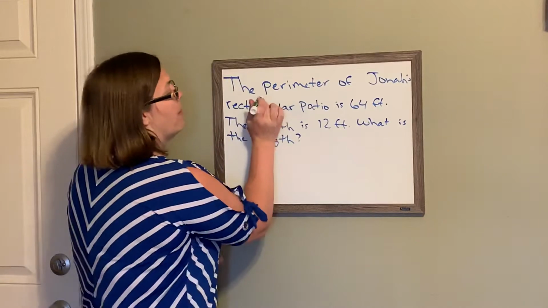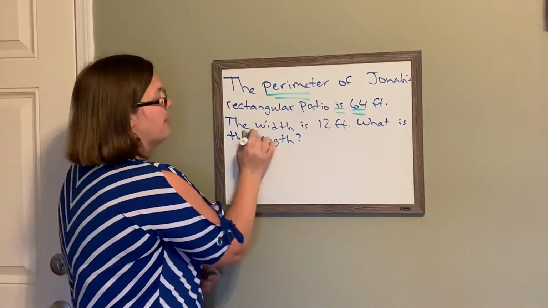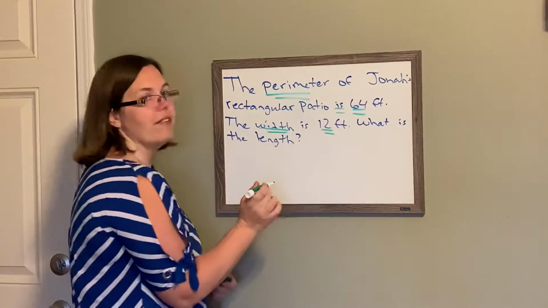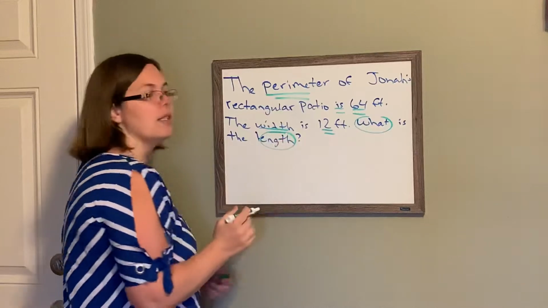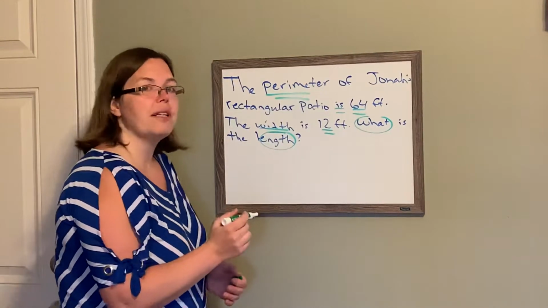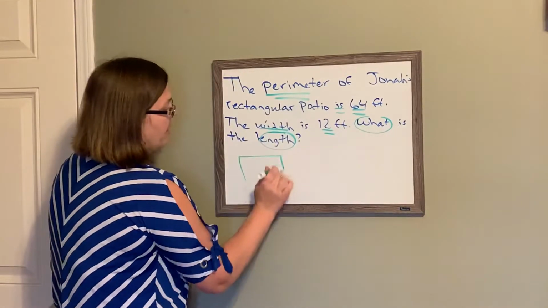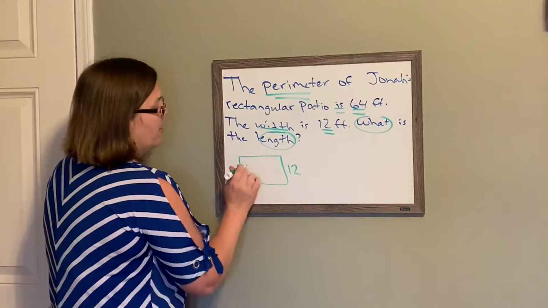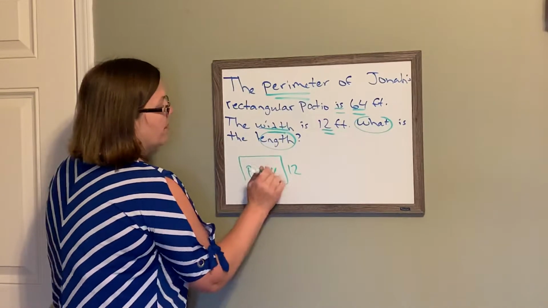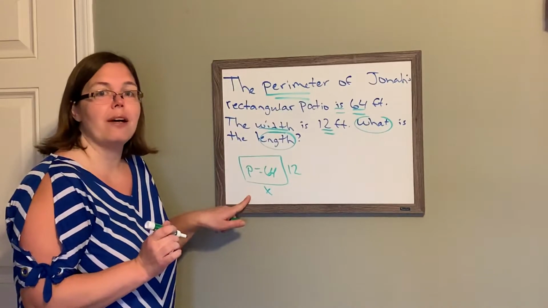They said that the perimeter is 64 feet, and they said that the width is 12 feet. They want me to find the length. So of course, when it's a word problem, the first thing I'm going to do is draw it out. So I have a rectangle, and I know that the width is 12, and I know that the perimeter is 64. I do not know what the length is, so I'm going to call that X for now, the unknown.